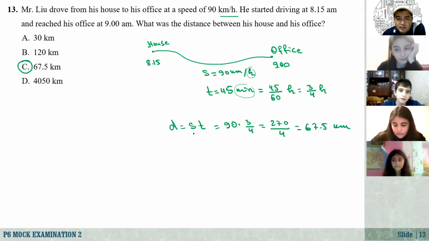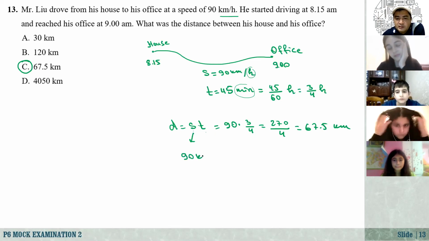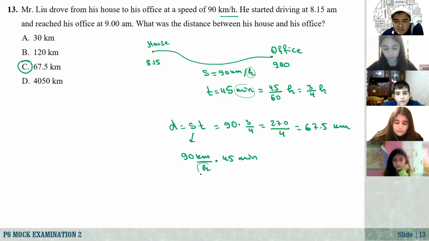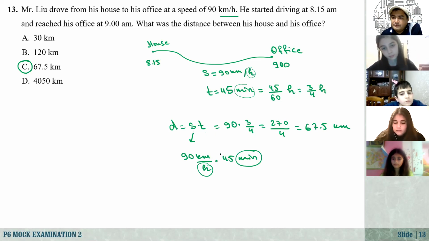Now look here, right? The speed, for example, is 90 kilometers per hour. Time is 45 minutes. How can you simplify this when one is hour and this one is minute? You cannot simplify this, right? That's why these units must be the same so that we can cancel them out.